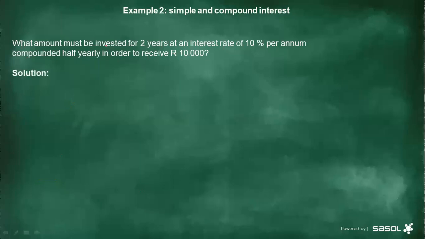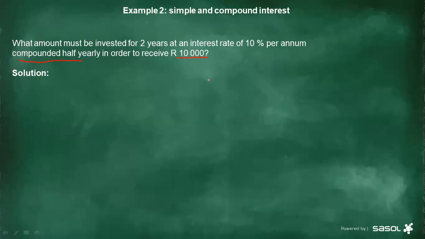What amount must be invested for 2 years at the interest rate of 10% per annum compounded half yearly? You can see compounded. Now we have to think about the compound interest formula, but now we are adding the period. Remember earlier on, I was explaining the different types of period we have under compound interest. Then you say compounded half yearly in order to receive this one.